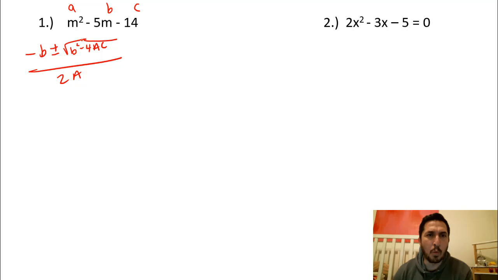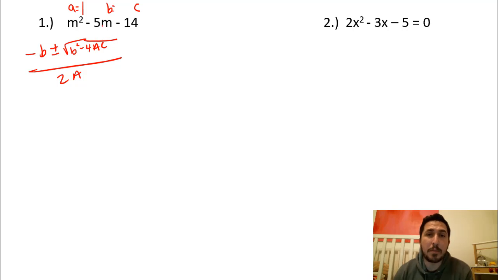So, what is my a term here? What is a in this equation? Well, it's the first one that has the squared on it. What number do you see in front of this m squared? There's no number there, but you better know it's a 1. You better know that there's a 1 there. So the a is going to be a 1.